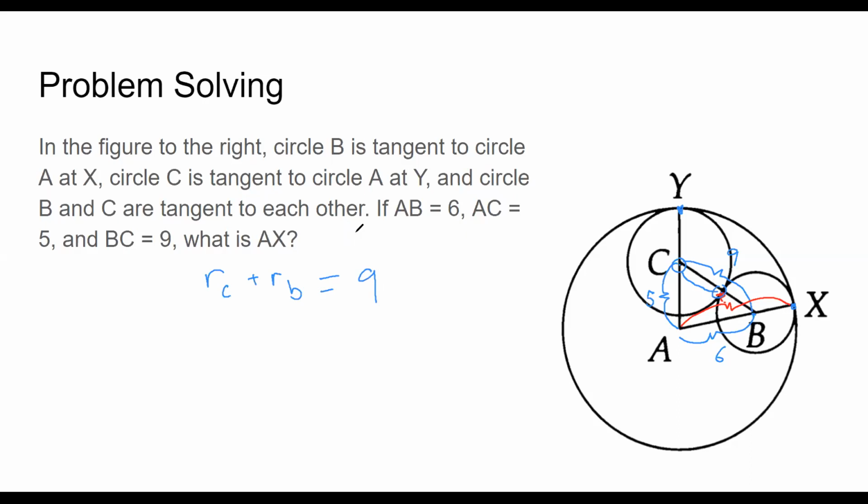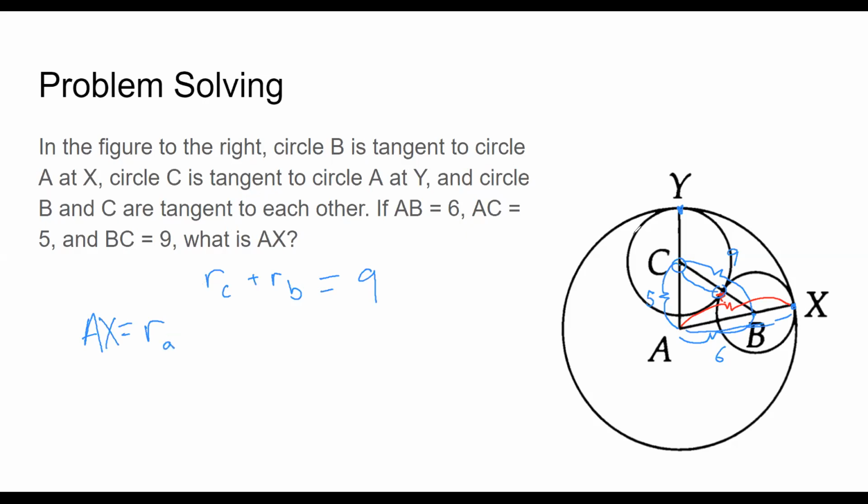For our next step, we look at what we're looking for, AX here. What is AX? We're trying to find AX. So notice something about AX. What is it? It's a radius. Radius of A. So AX is just a radius of circle A.